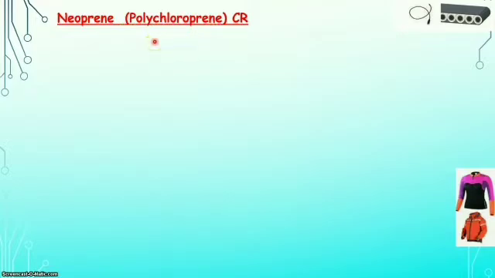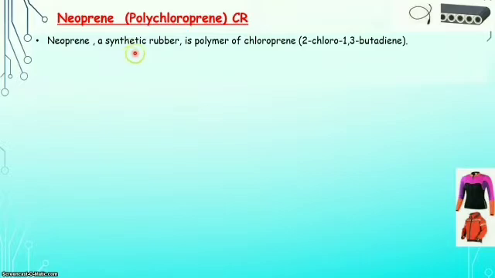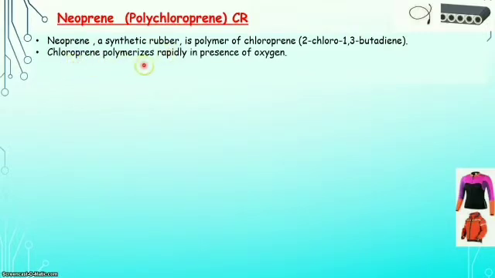This neoprene is the successful synthetic rubber product invented in 1930 by DuPont Company. It was known as Dupree. Neoprene, a synthetic rubber, is polymer of chloroprene, that is 2-chloro-1,3-butadiene. What is this synthetic rubber? Synthetic rubbers are man-made rubbers which are prepared in the laboratory by polymerization of large number of monomeric units. This chloroprene polymerizes rapidly in presence of oxygen or benzoyl peroxide.